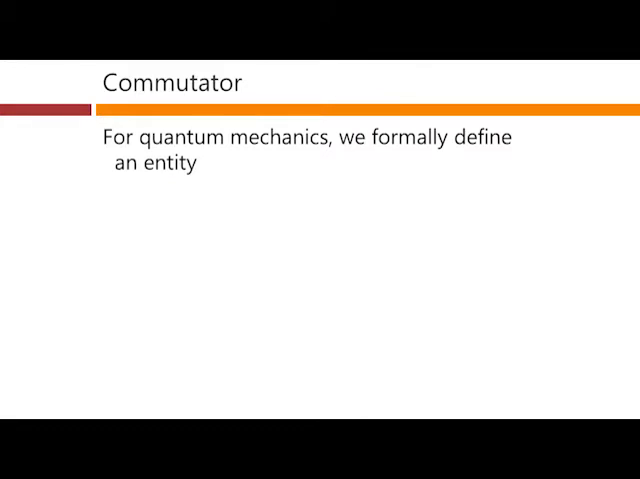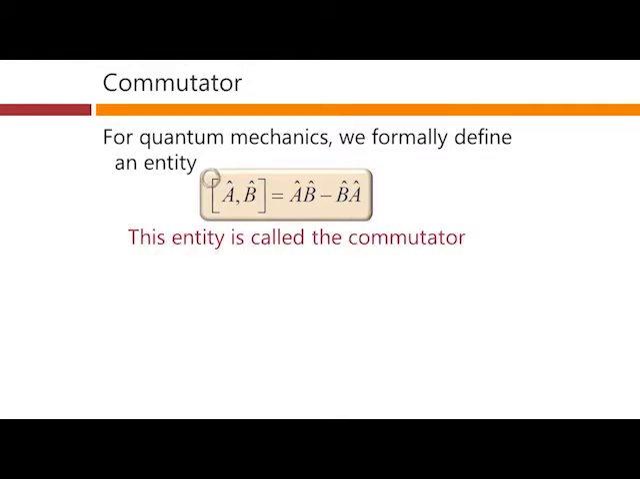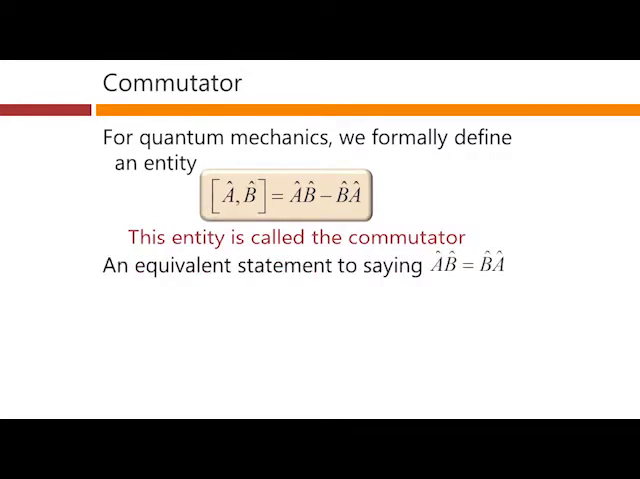For quantum mechanics, it's useful algebraically to define an entity, this entity here, which is A after B minus B after A. And we call this entity, with these square brackets here, the commutator. An equivalent statement, therefore, to saying that A after B is equal to B after A is to say that the commutator is 0.